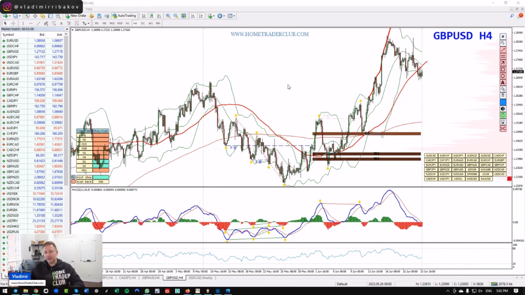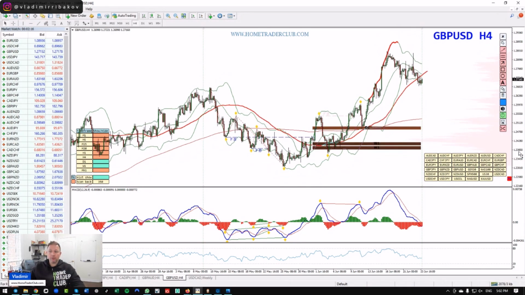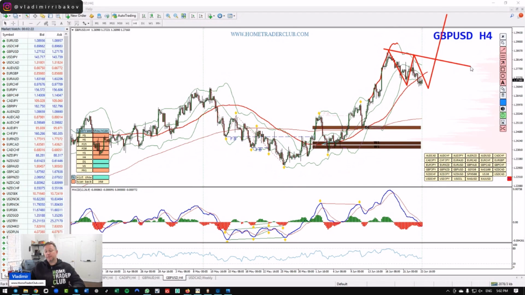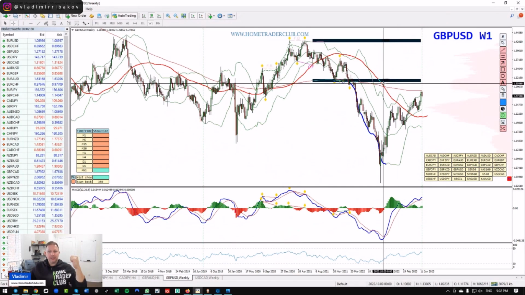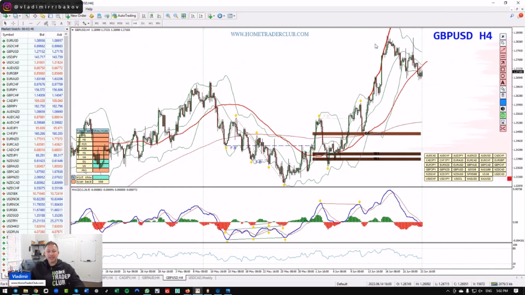So the question here is whether this is only an ABCD correction that we currently see on the pound dollar before continuation upside. This is what I'm talking about. Before it breaks to the upside and continues with this momentum towards the highs we were talking about in the previous week, like around 1.31, 1.32, and then ideally all the way higher to 1.35? Or is this the beginning of the end?